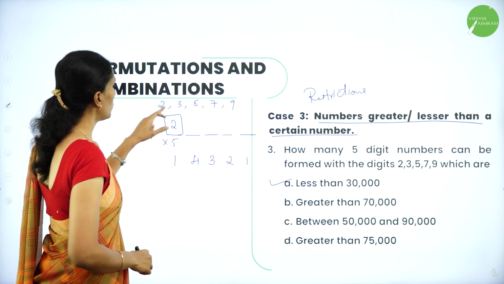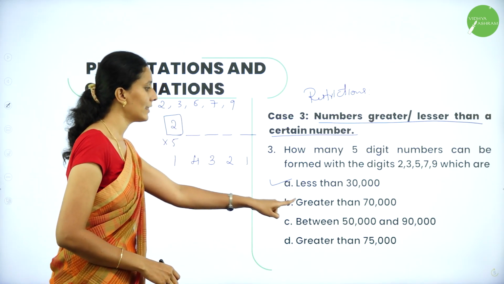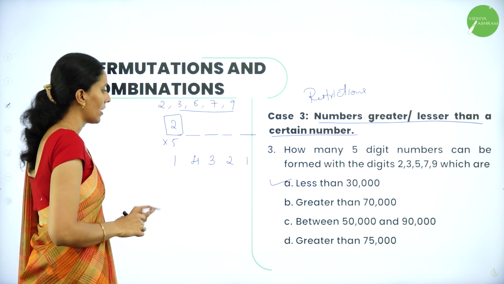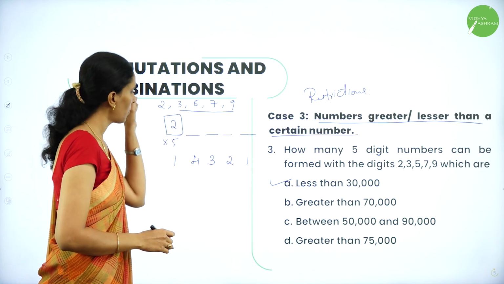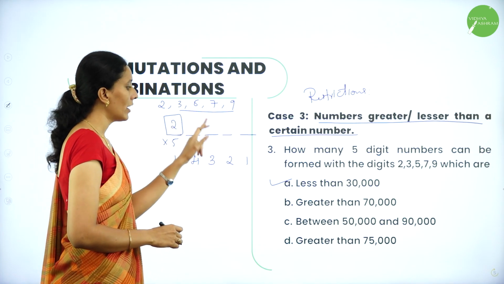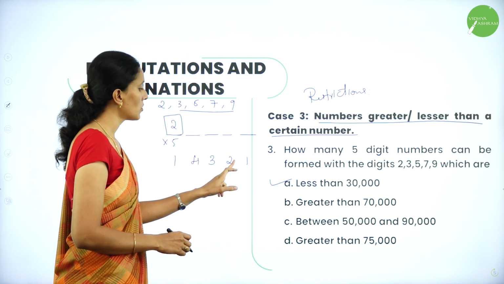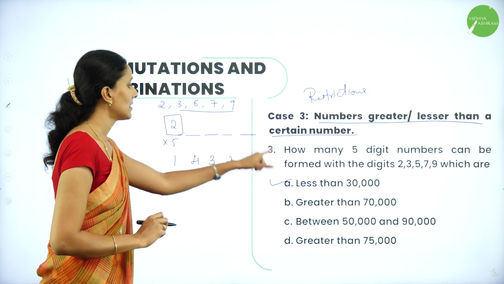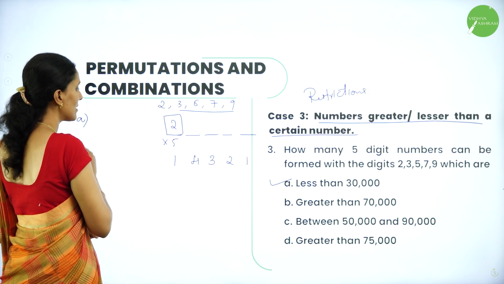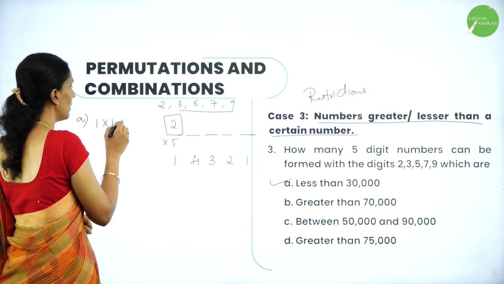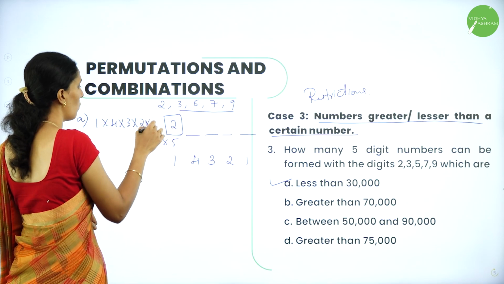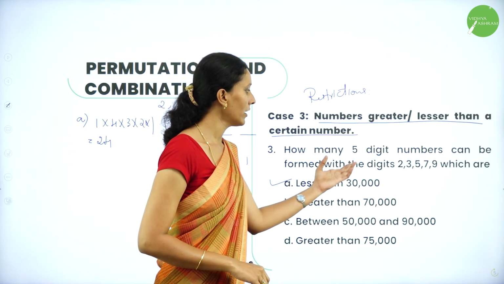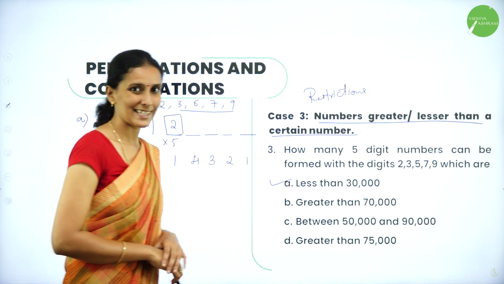Here I have taken 2, 3, 5, 7, 9, less than 30,000. So 2 is fixed in the 10,000 place. I am left with 3, 5, 7, 9. So I have 4 choices for the 1000 place. If one number is gone, 3 numbers are left. Again, one number is gone, 2 numbers are left. Again, the last units place can have only one number. So for this, our answer is 1 into 4 into 3 into 2 into 1. So that is 24 numbers. We can find 24 5-digit numbers which are less than 30,000.